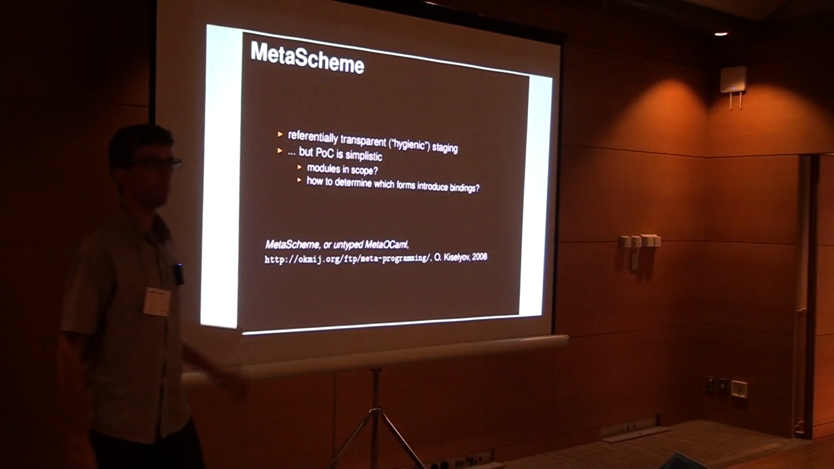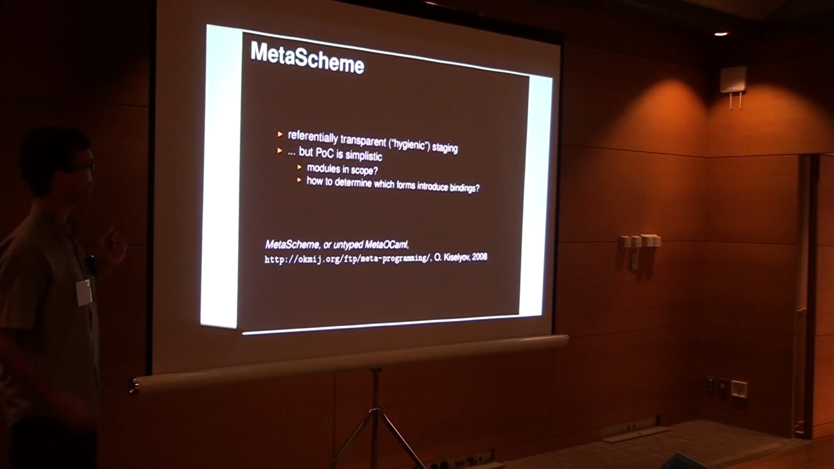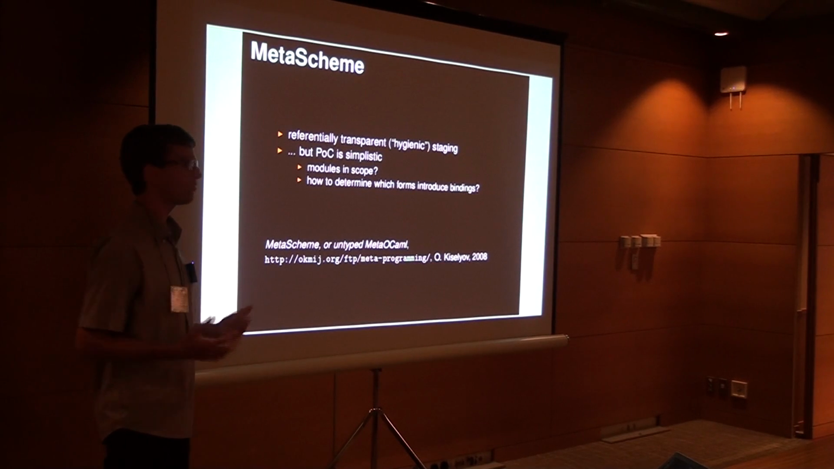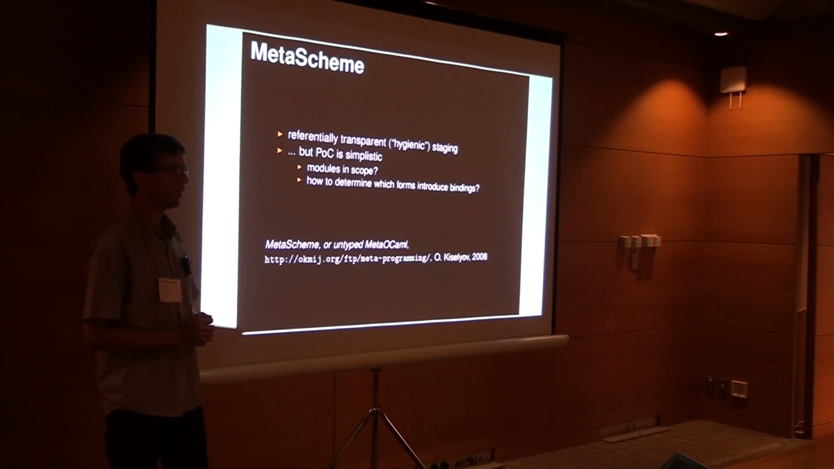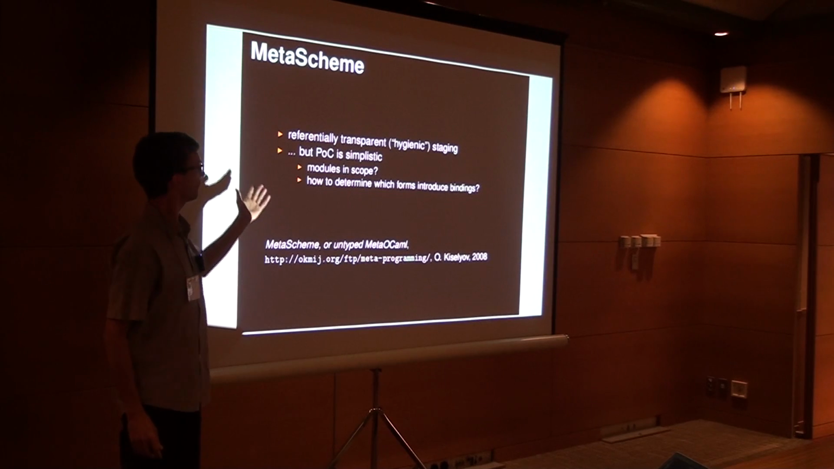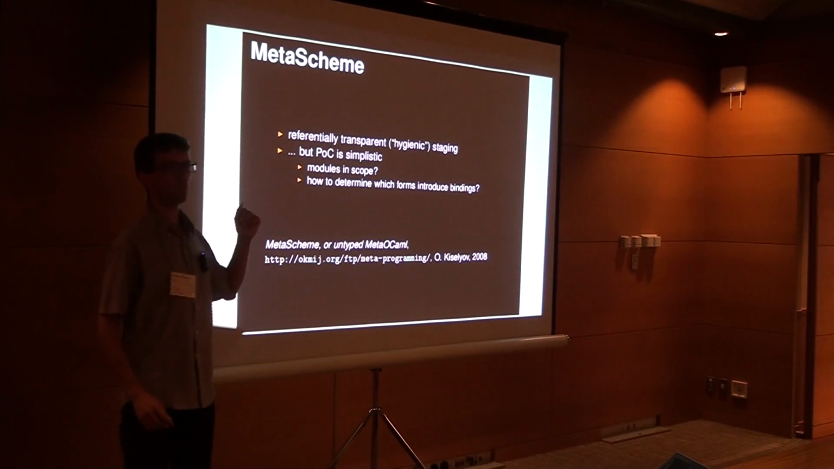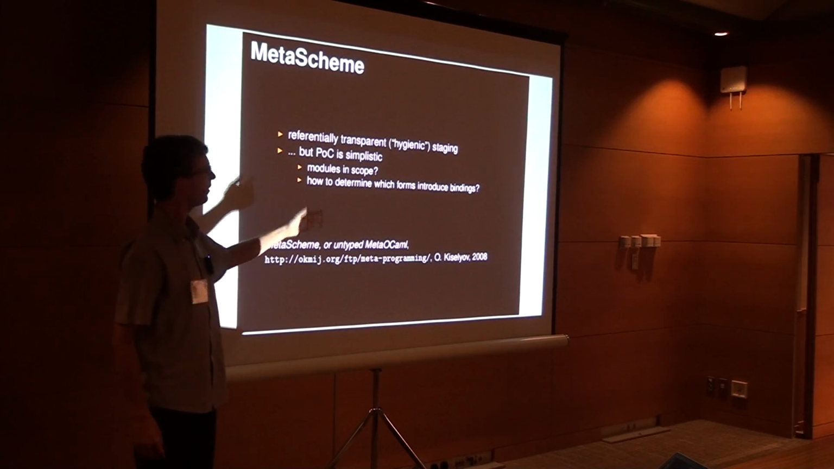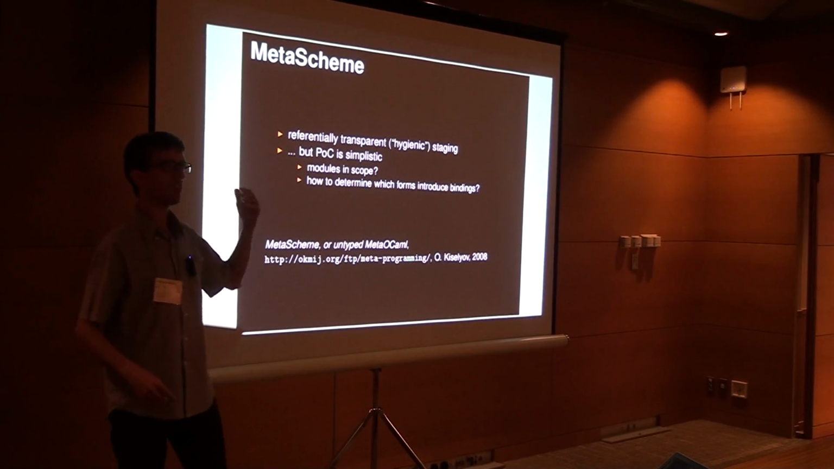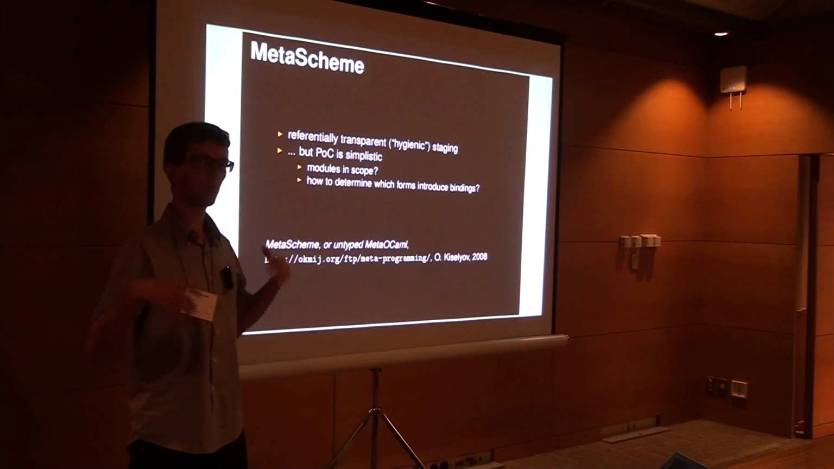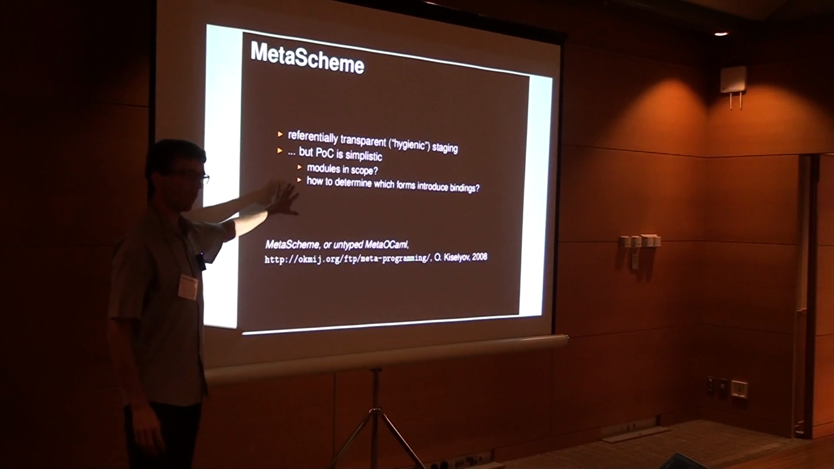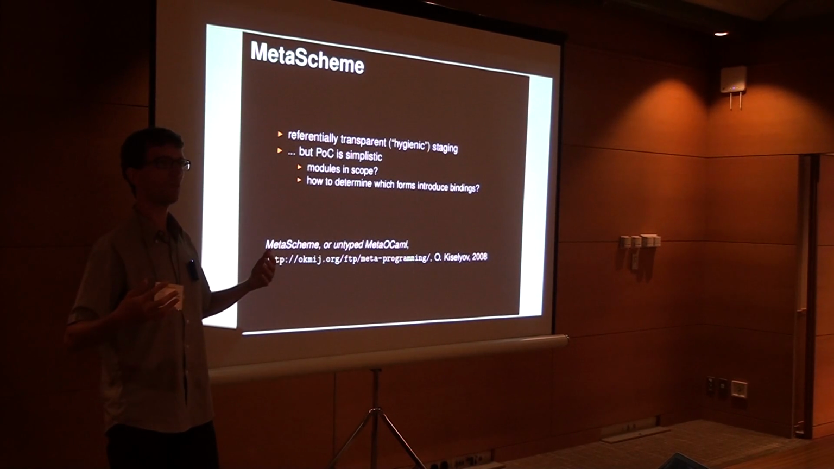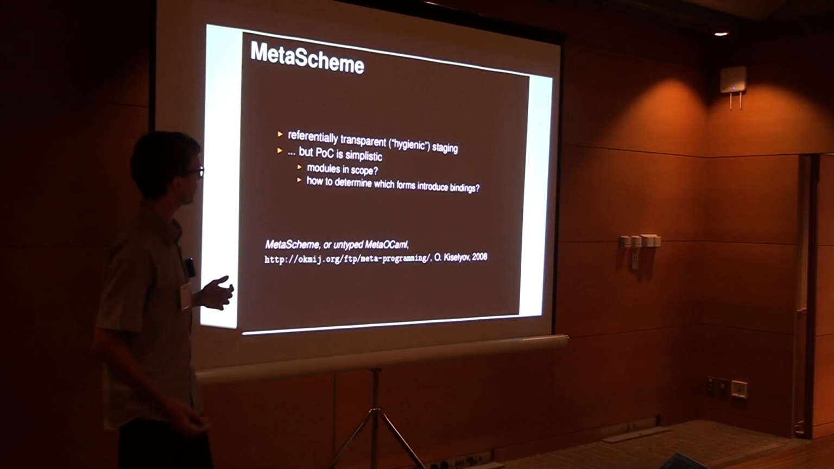Then if we look at MetaScheme, MetaScheme is exactly what we would need in terms of hygiene, right? I mean, it's hygienic staging. That's exactly what we want. But the problem is that looking at the proof of concept by Oleg Kiselyov, it's very nice, but it's also a bit simplistic. First, it doesn't pay attention to modules in scope either. And the question is, how do we determine in real life which forms create new bindings? In the proof of concept here, there is only let and lambda that add new bindings. And this is obviously a bit limiting, right? This is not going to work in practice.